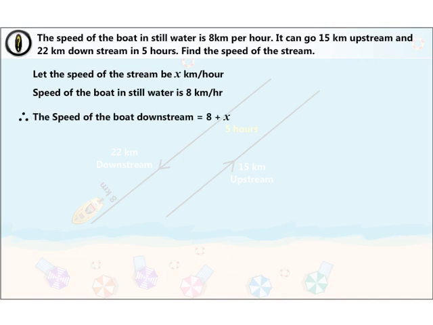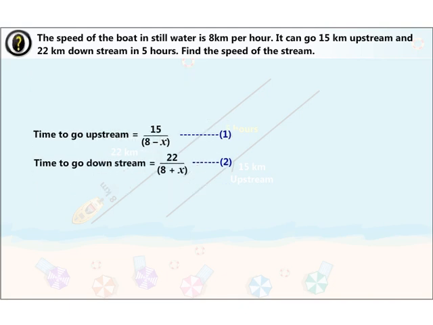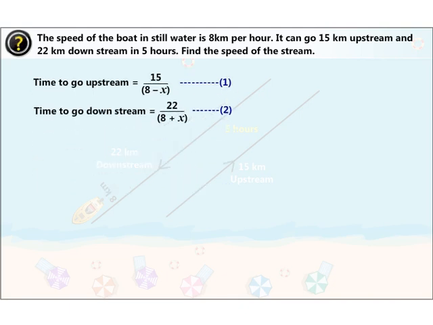Therefore, the speed of the boat downstream is equal to 8 plus x, and the speed of the boat upstream is equal to 8 minus x. Time to go upstream is equal to 15 by 8 minus x. Time to go downstream is equal to 22 by 8 plus x. According to the statement of the problem, 15 by 8 minus x plus 22 by 8 plus x is equal to 5.